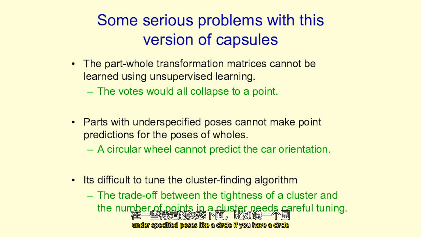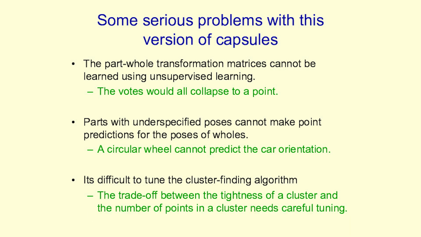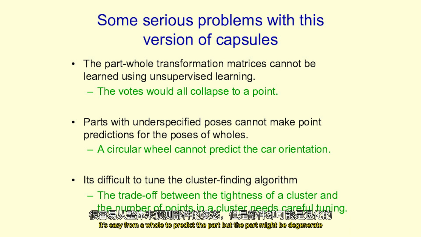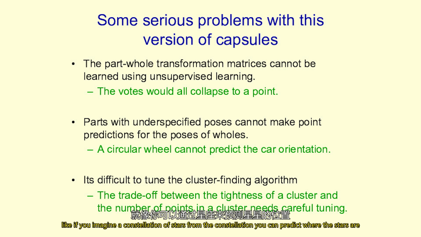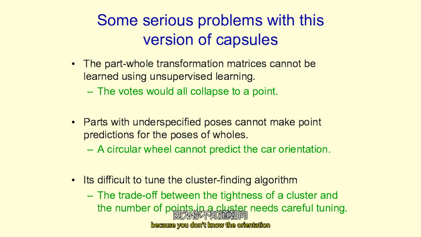Under-specified poses, like a circle. If you have a circle, you don't know what orientation it's in. And so you can't predict the orientation of the whole. It's easy from a whole to predict the part, but the part might be degenerate. Like if you imagine a constellation of stars. From the constellation, you can predict where the stars are, but from an individual star, you can't predict much about the constellation because you don't know the orientation or anything.